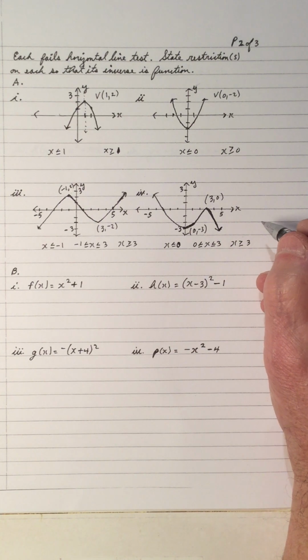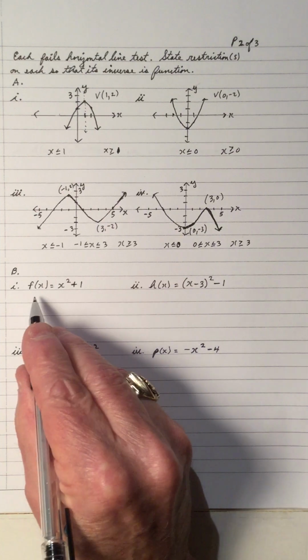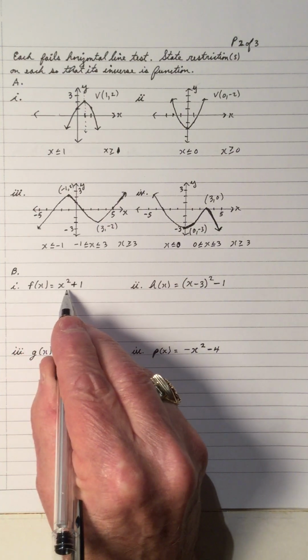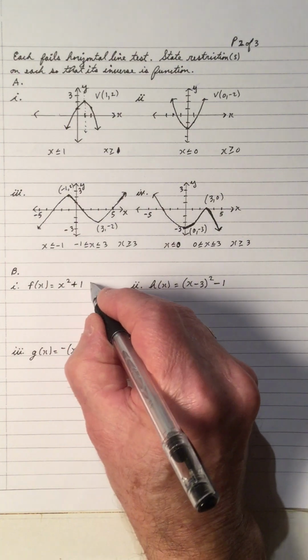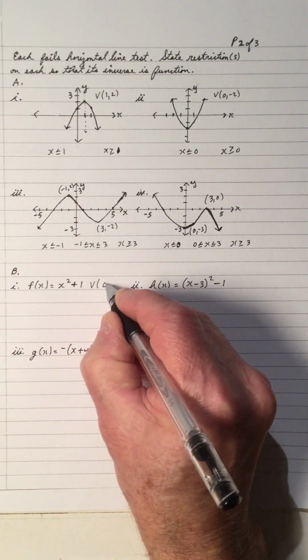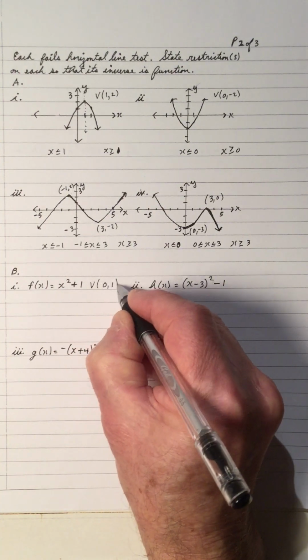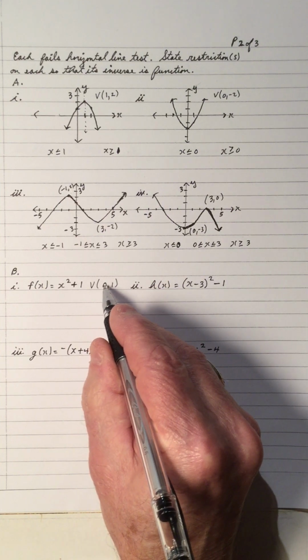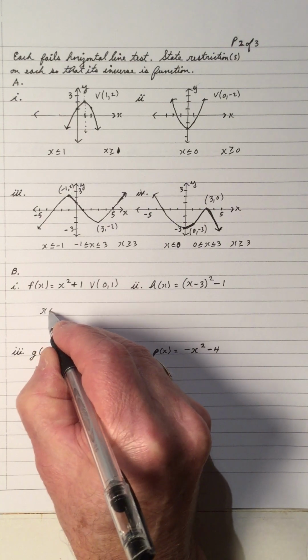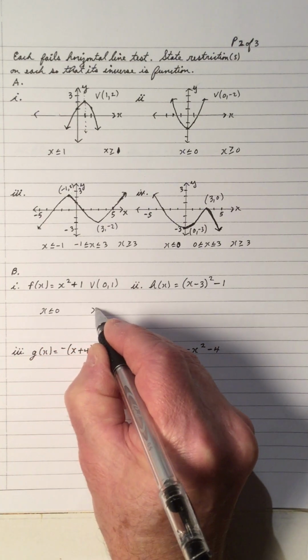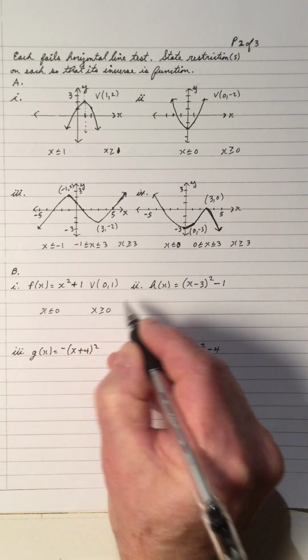Okay, that's looking at the graph. What about if we have an equation? Well, if we have an equation, this is the parabola. All three of these are parabolas. Now, the vertex of this parabola, when you let x equal 0, y is 1. So the restriction occurs at the x-coordinate of the vertex. So the restriction is x is less than or equal to 0, or x is greater than or equal to 0.